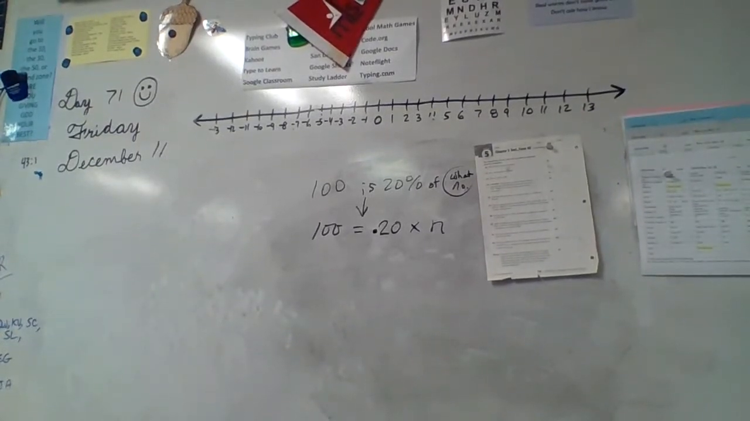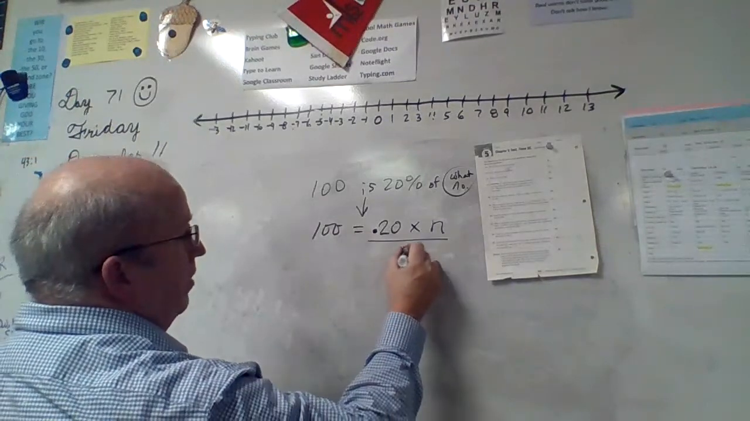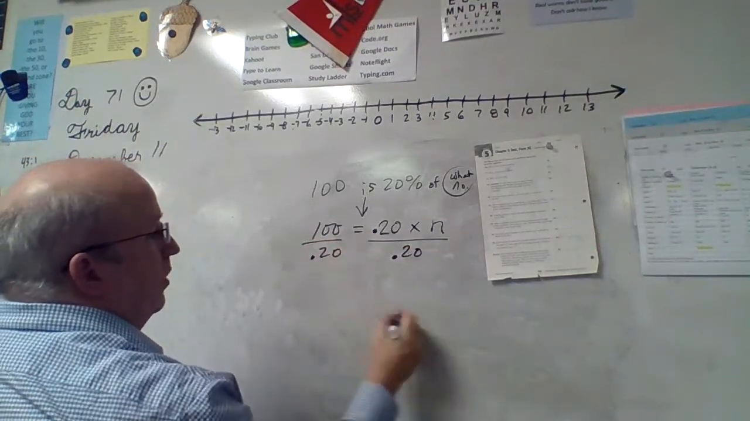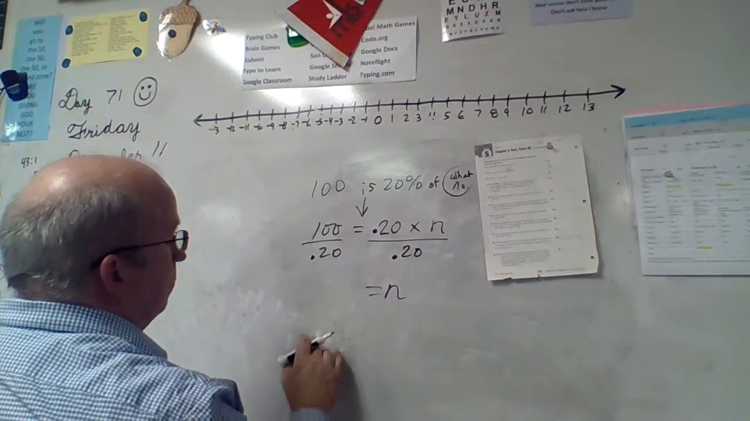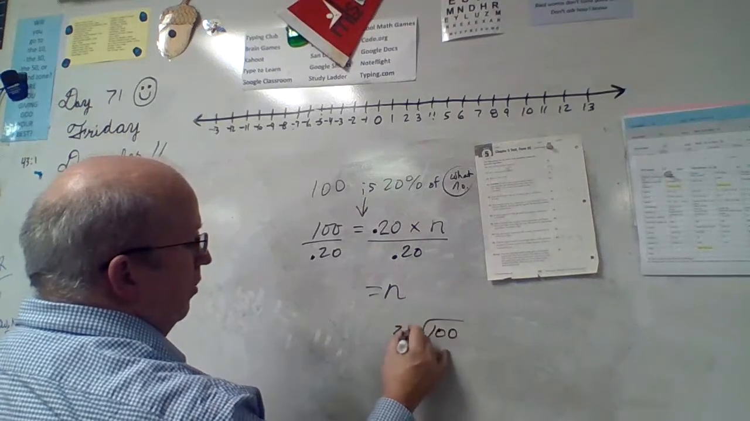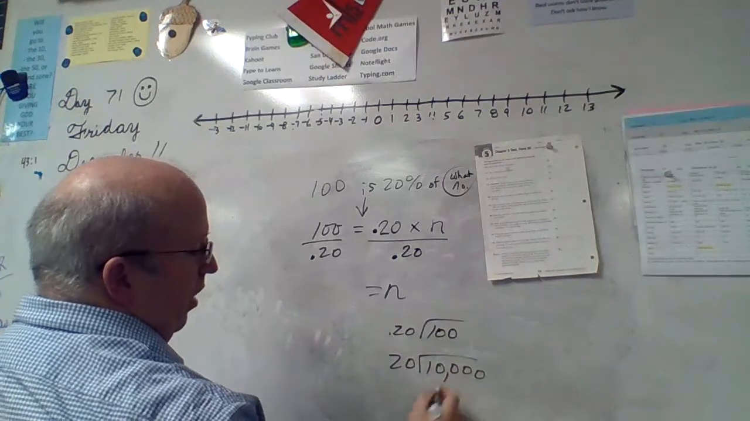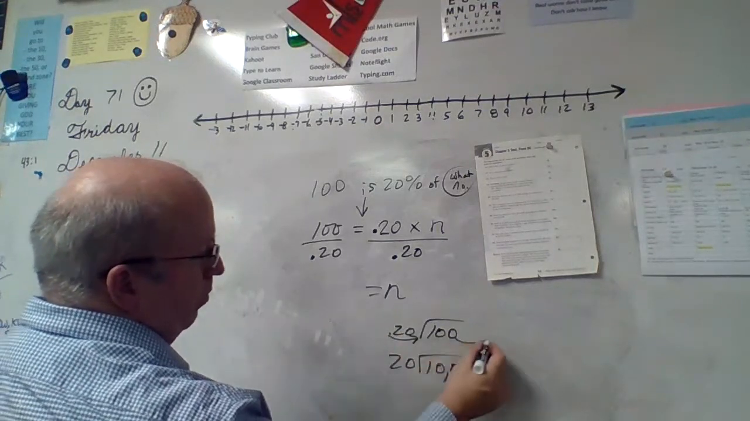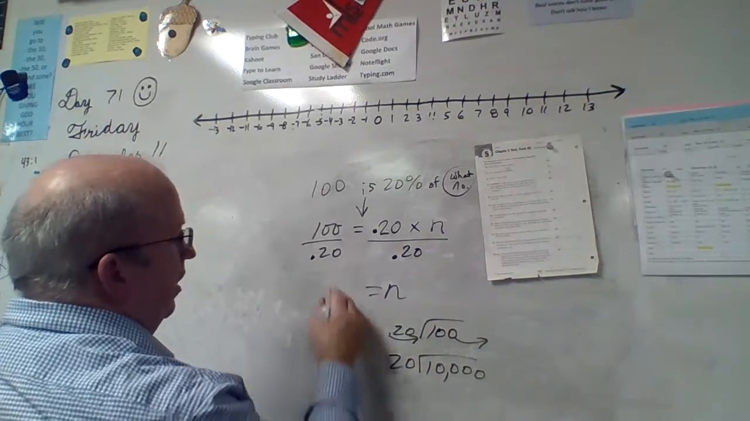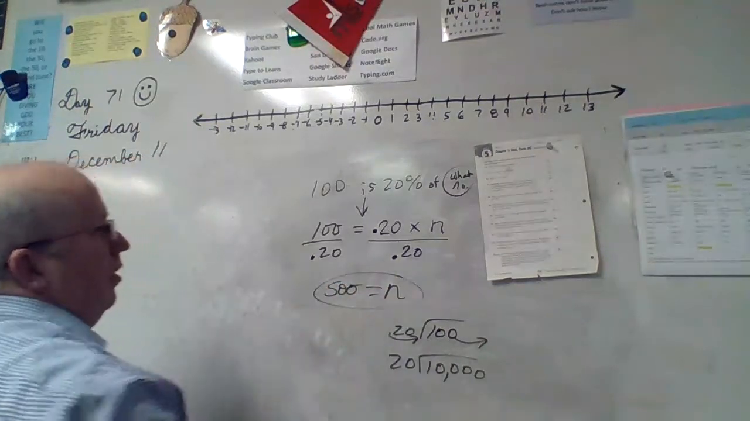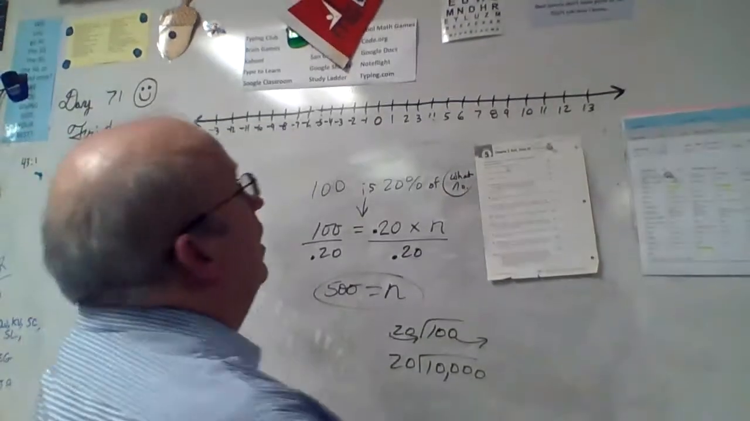How do we solve it? Well, n's attached to this, so let's get rid of it by dividing both sides of the equation by 0.20. And I get n equaling whatever this is. What's 100 divided by 0.20? Well, that's the same thing as 20 into 10,000, because I have to move the decimal point over 2 places to get rid of that decimal point. And when I do that, I get an n value of 500. 20 goes into 10,000 500 times.